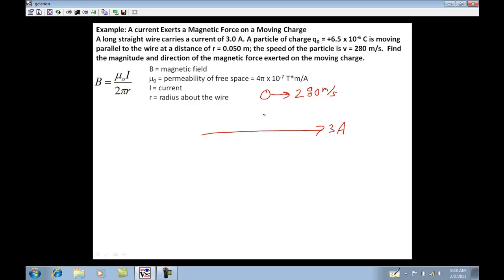And it's a distance r, 0.050 meters away. And we want to find the magnitude and direction of the magnetic force exerted on this moving charge. So the first thing we need to calculate is the value of the magnetic field.